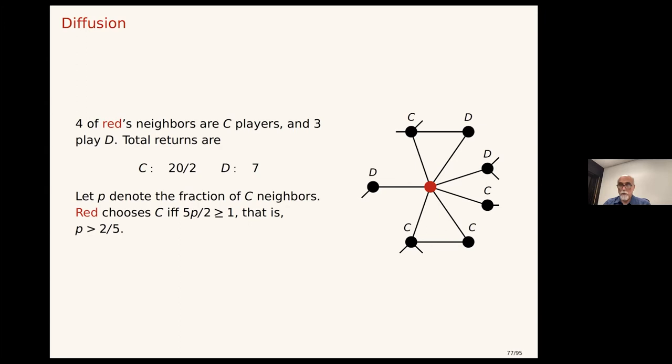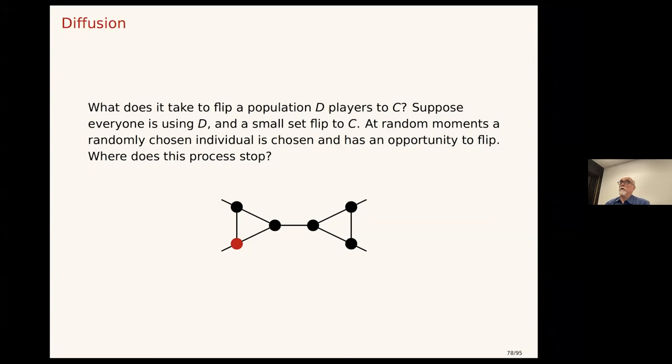Here's the question I want to ask. What does it take for this cooperative strategy, this cooperative behavior, to diffuse through a social network? So here we have a little social network with 6 people. The process I'm going to imagine is the following: everybody is going to start off by using D. And then we're going to have one person try out this new strategy C. And now the question is, will that catch on?